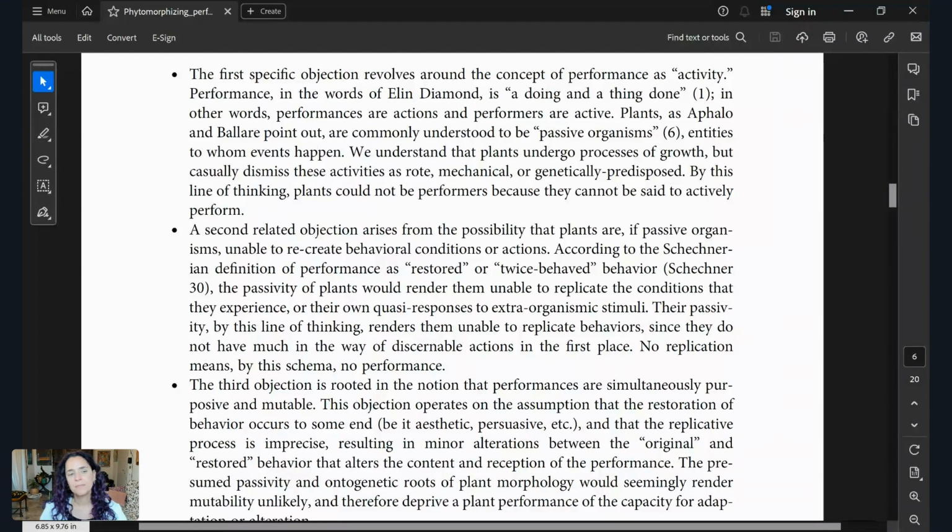But is it? In other words, performances are actions and performers are active. Plants, as Afalo and Baller point out, are commonly understood to be passive organisms. Not true.